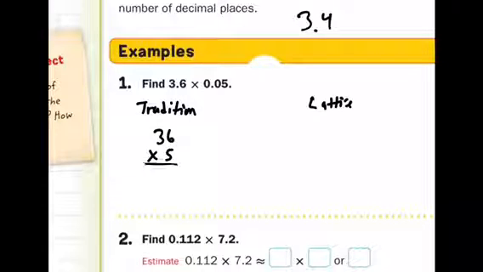to get my digits. So 5 times 6 is 30. 5 times 3 is 15, plus 3 is 18, and I get 180. Now, I'm going to go back and get the decimals in a second, but let me show you lattice.